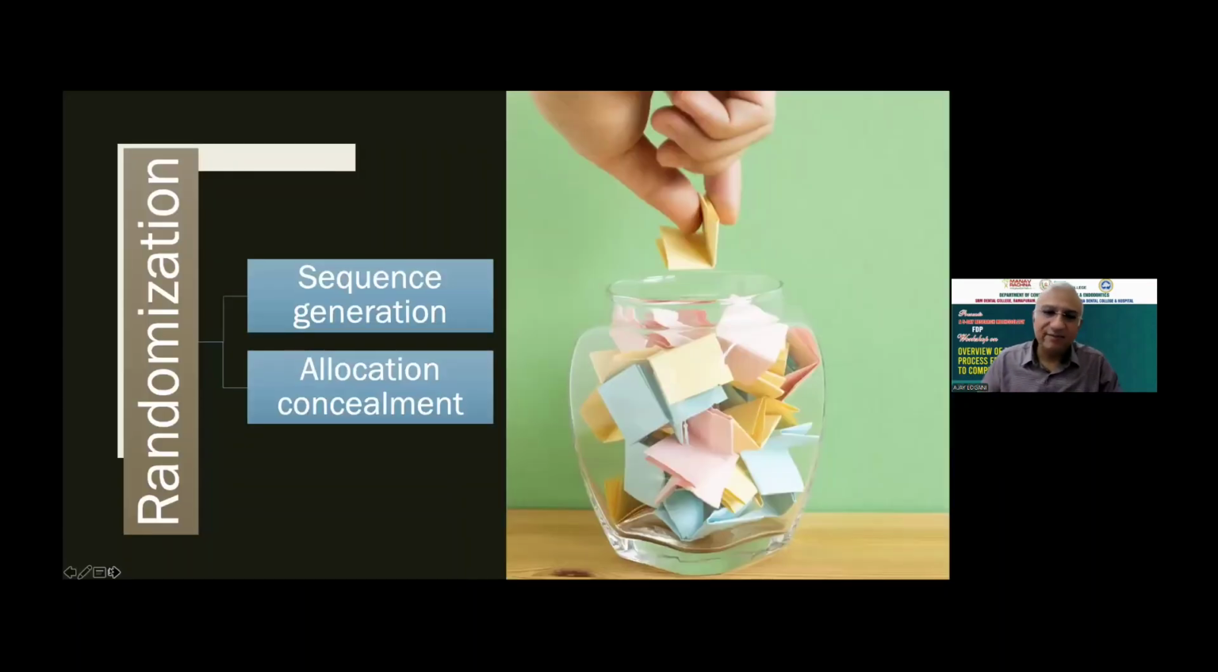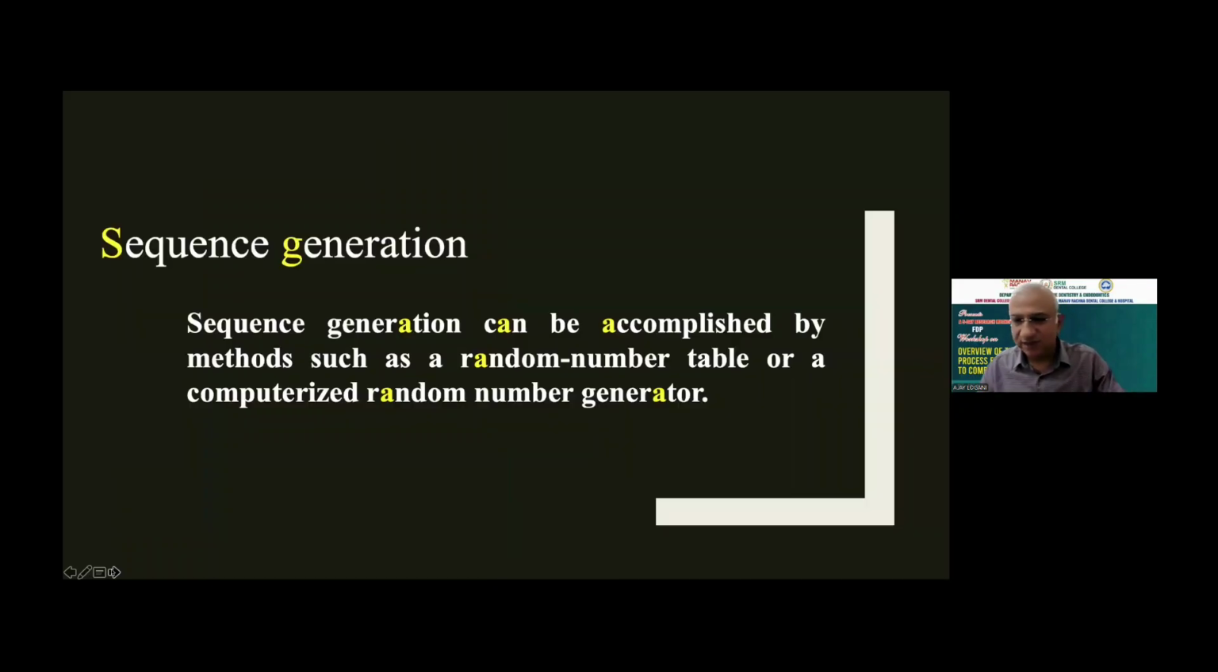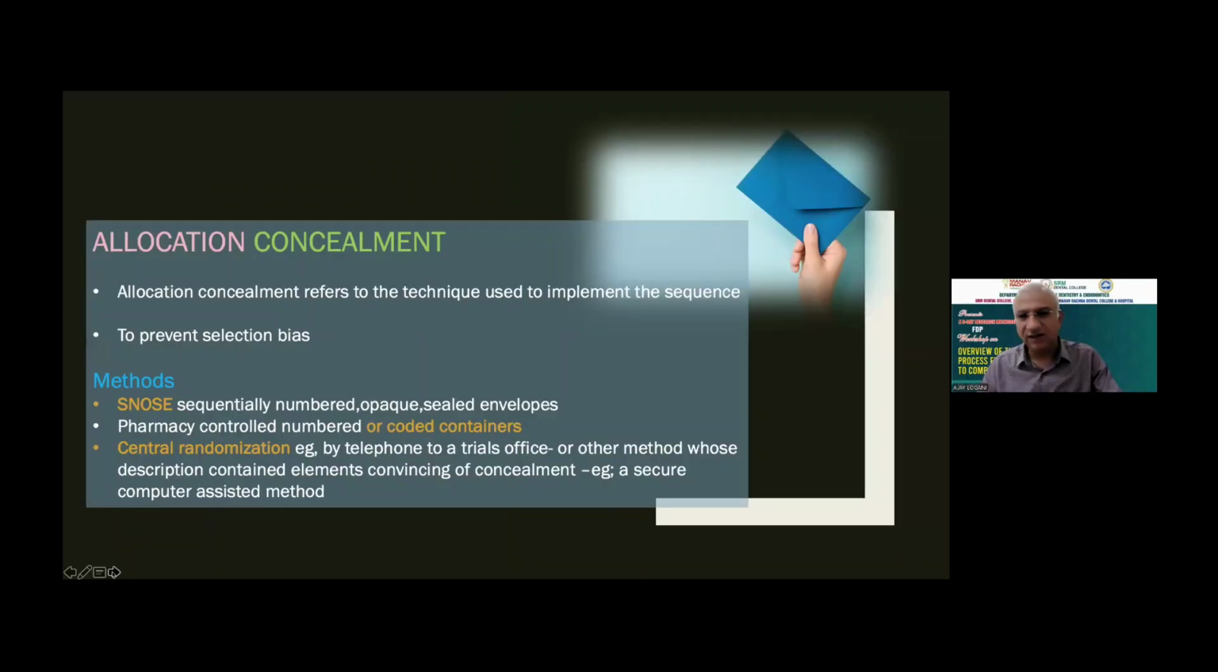The next part of randomization is sequence generation and allocation concealment, which you must understand. The sequence would be generated by a statistician, either by using a random number table or by using a computerized random number generator. But you must know that it has to be done. Sequence generation, specifically for block randomization, has to be done. As I said, it could be done either way, and it's going to be done by your statistician.